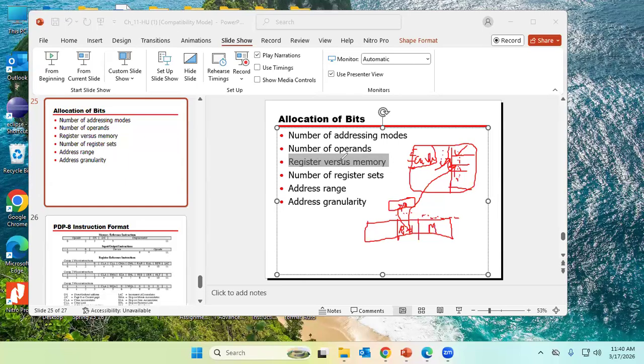So, register versus memory. Here we go. Memory takes lots of space. Register takes less space. Yet, register, if it's direct it's something, and if it's indirect it's something else. Number of register sets: I just mentioned 16 usually in CISC, 32 for each process usually in RISC. Address range, this is 2 to the power n, and so on.